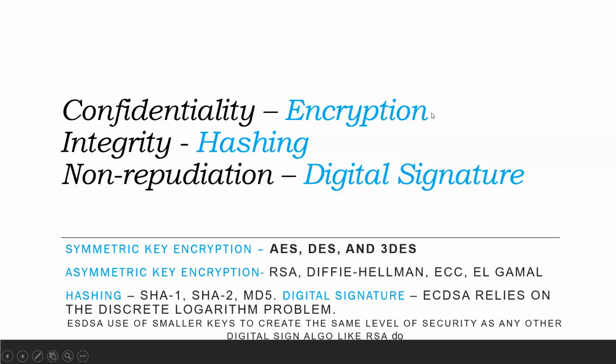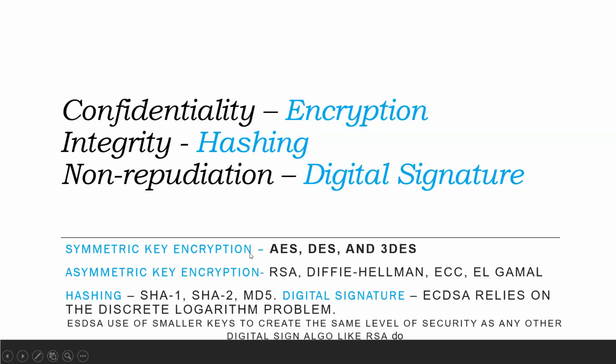So it restricts the read permission; no one can read the data. Then we have seen integrity. There's a hashing algorithm that helps ensure that write or modify should not happen on the data. And we have seen non-repudiation. There's a digital signature. And we have seen a few algorithms.